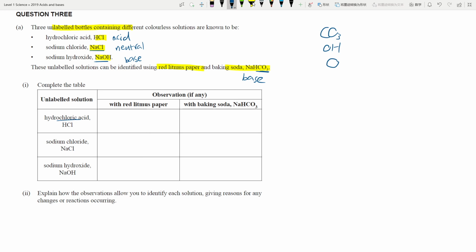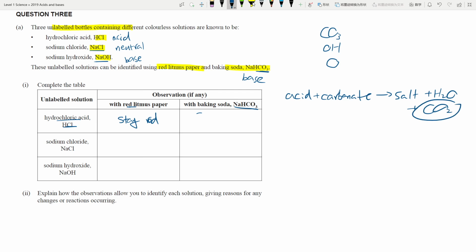So if you put HCl on red litmus paper, this will stay red, because acids always stay red. Now if you put acid plus carbonate, it will give you a salt, which you can't see, water, which you can't see, and carbon dioxide, which you see as fizzing. So you're going to see gas being produced, fizzing, because CO2 is being produced.